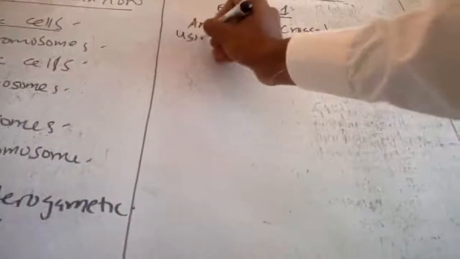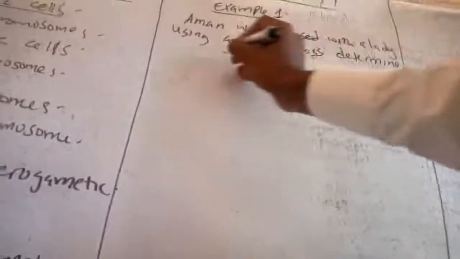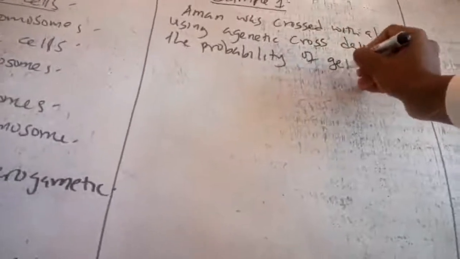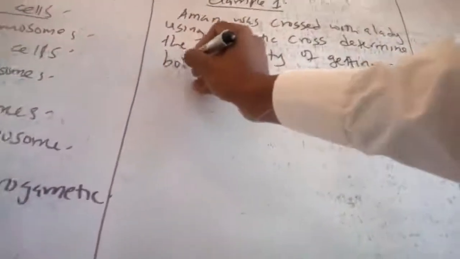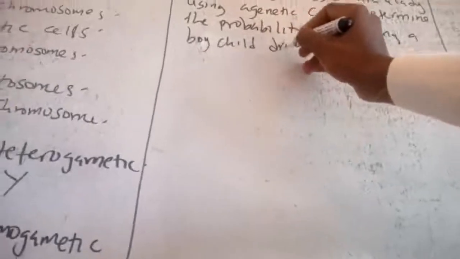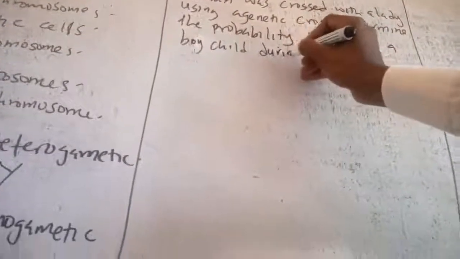That is, a man was crossed with a lady. Then you are told, using genetic cross, determine the probability of getting a boy child during the F1 generation.